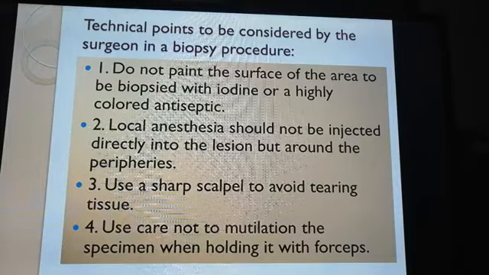So, technical points to be considered by the surgeon in a biopsy procedure. Number one, do not paint the surface of the area to be biopsied with iodine or a highly colored antiseptic. Number two, local anesthesia should not be injected directly into the lesion but around the periphery. Number three, use a sharp scalpel to avoid tearing tissue. Number four, use care not to mutilate the specimen when holding it with forceps.